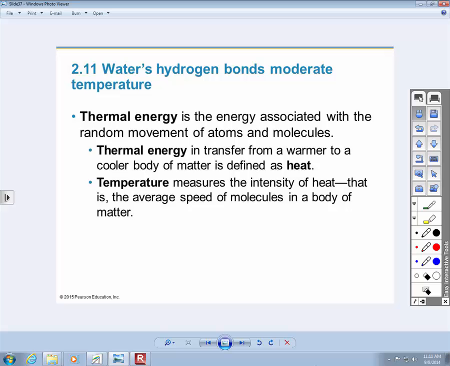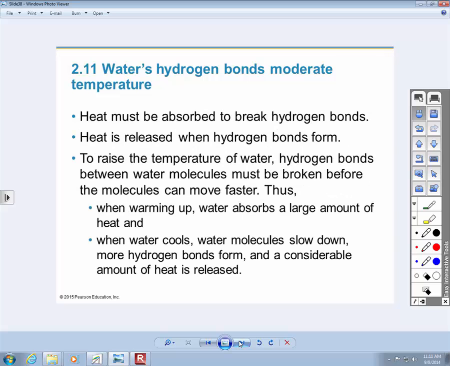Anyway, thermal energy associated with random movement of molecules, we typically call that heat. The transfer from a warmer to a cooler body is defined as heat. So what comes out of transferring that thermal energy from a warmer to a cooler environment is heat that's given off. Temperature measures the intensity of heat. That's actually the difference. It's the speed of the molecules that is the temperature. So there is a difference.